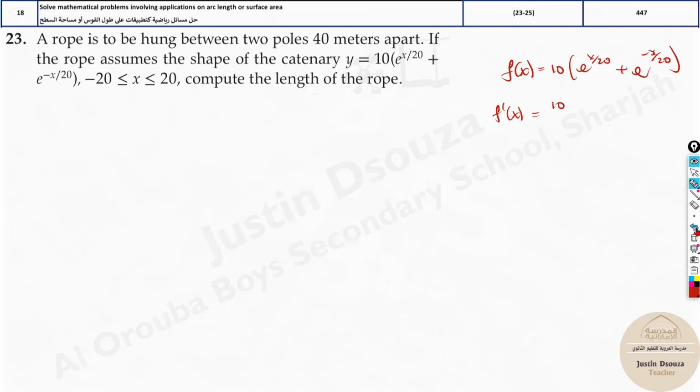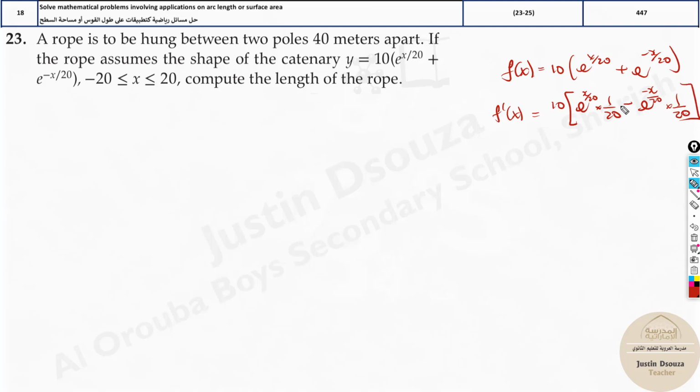Okay, let me just do it in steps. You can directly solve it by just dividing this by 20 and taking 1 by 20 out. But the steps are over here: e to the power x by 20 multiplied by 1 by 20. If you're thinking how this came, that's the derivative of e to the power x by 20, and then the chain rule, the derivative of x by 20 is 1 by 20. Plus, now I'll directly write it as minus, because there's a minus over here, so it'll be negative: e to the power minus x by 20 multiplied by 1 by 20.